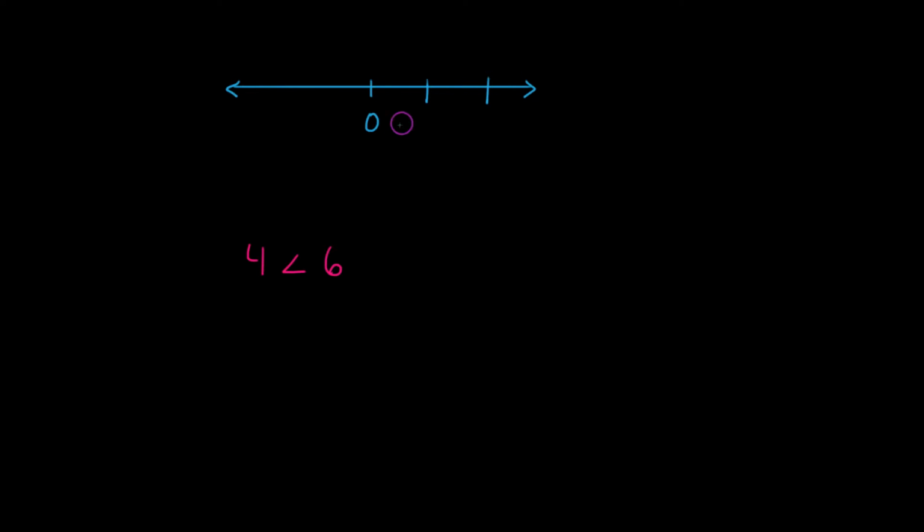So I'm just going to put a couple hash marks here, and let's just say this is 4 and this is 8 here. So 6 is somewhere in between 4 and 8. Well, that means that 6 is actually larger than 4, which makes this inequality a true statement.